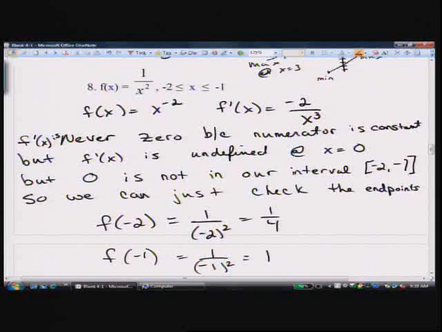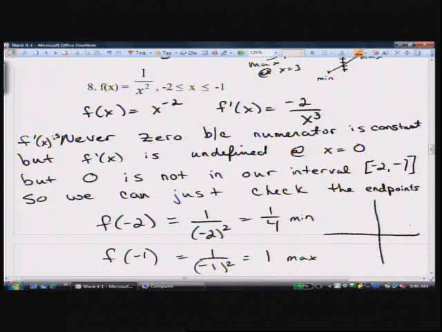Yes, your choices were min or max. You picked the higher number, and it's the maximum. You picked the lower number, and it's the minimum. Are y'all lost? So this one, at negative 1, you get a y value of 1, and 1 is bigger than 1/4. And so this one is the max, and this one's the min.